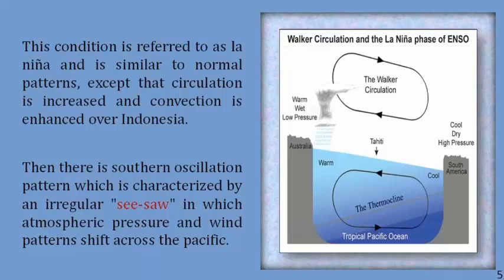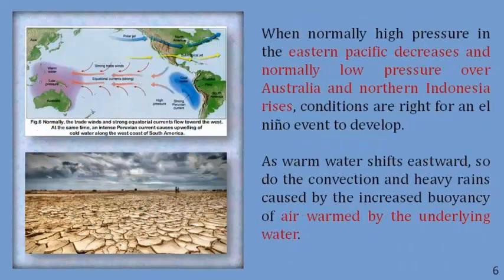Then there is the Southern Oscillation pattern, which is characterized by an irregular seesaw in which atmospheric pressure and wind patterns shift across the Pacific. When normally high pressure in the eastern Pacific decreases and normally low pressure over Australia and northern Indonesia rises, conditions are right for an El Nino event to develop.